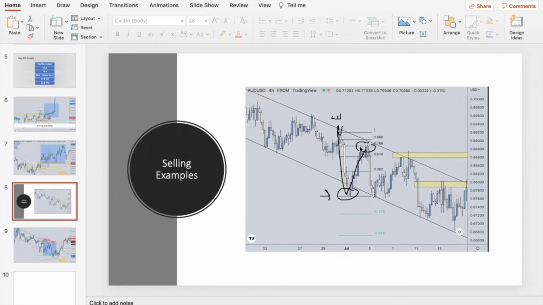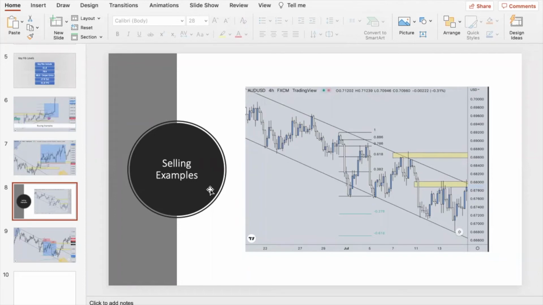Started seeing some resistance forming. Got in around here. Catch this wholesale. Even here, you could have held. And pretty much you're riding the trend once you get in. That's one thing I like about the fibs. It really helps you ride the wave of the trend.